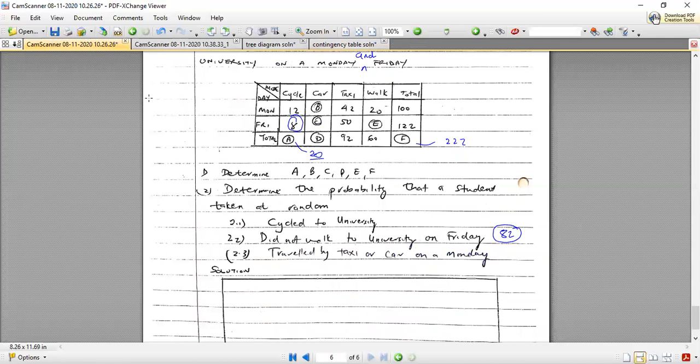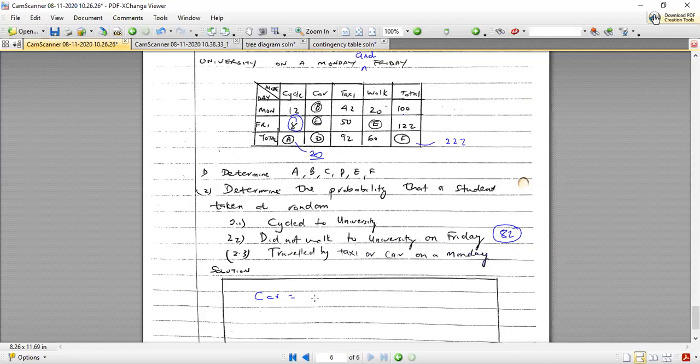The last question, the number of students who travel by taxi or car on a Monday. So if you look at students on a Monday, taxi or car, which is B, the answer for B is 26. Now we can find this by using the sum of the probability. On Monday specifically, its total is 100.